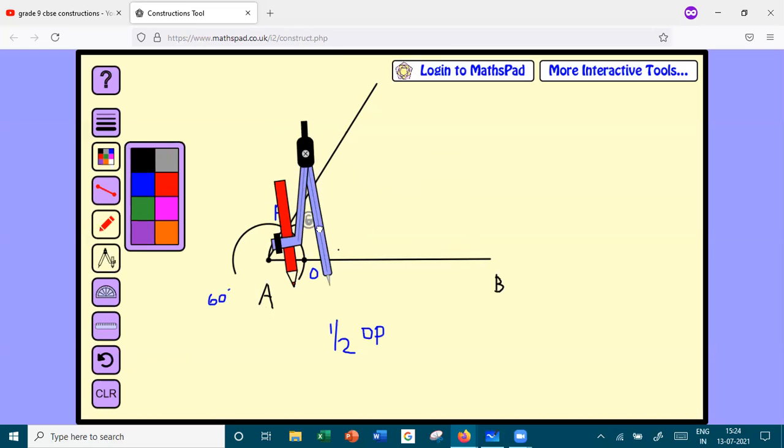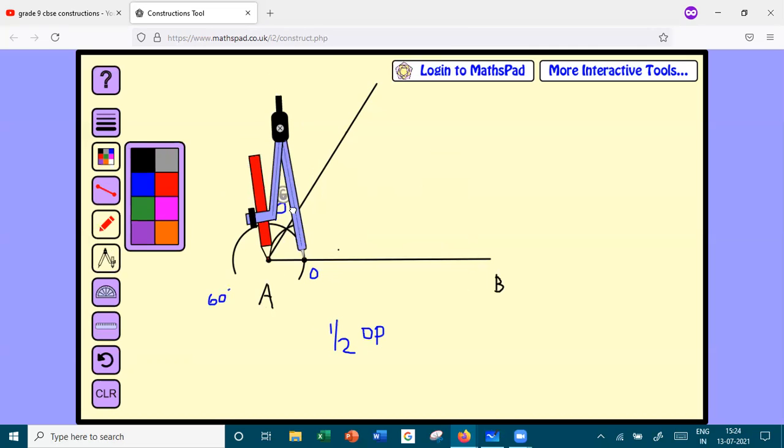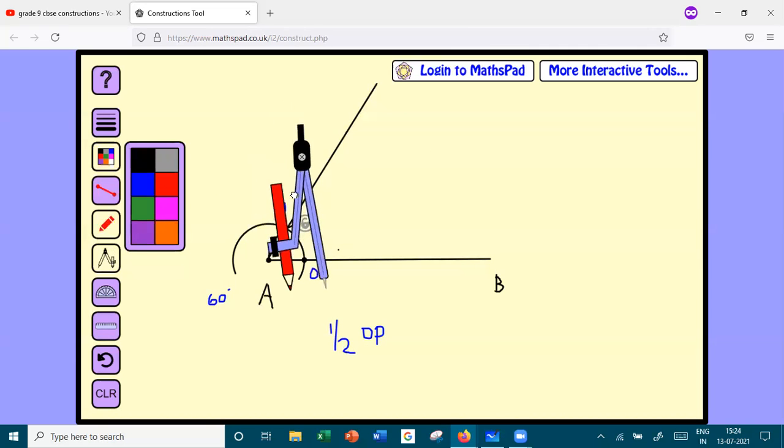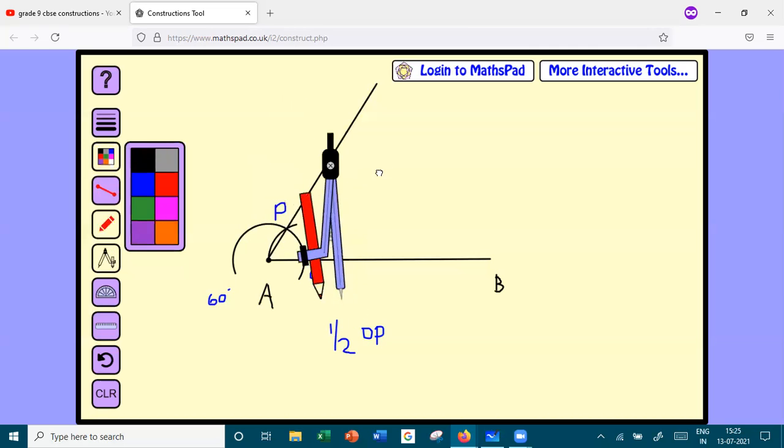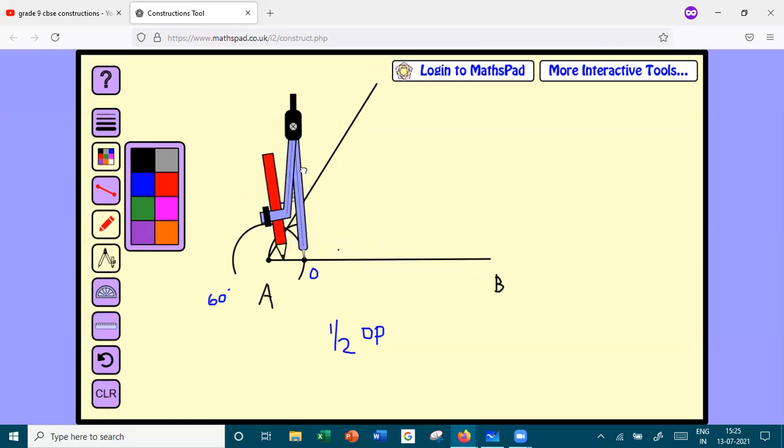So let me check what our radius is. Yeah, it is OP right now, right? So I will reduce it. Let's say, yeah, this is a little bit more than half, right? I will fix it at that. And what I will do is I will keep this here.